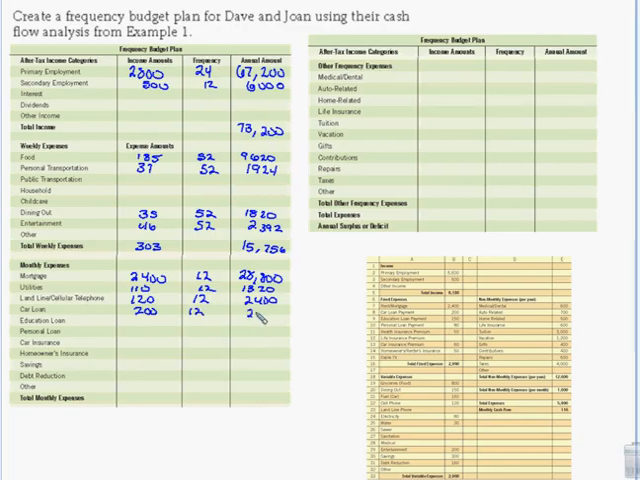Oh, I wrote the wrong number up here. How come none of you guys catch that 120 times 12 is not $2,000?